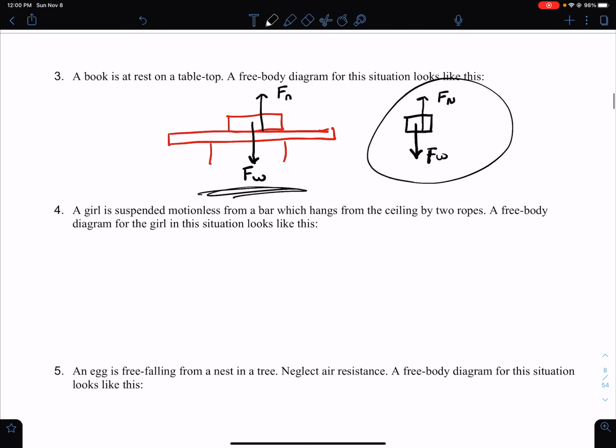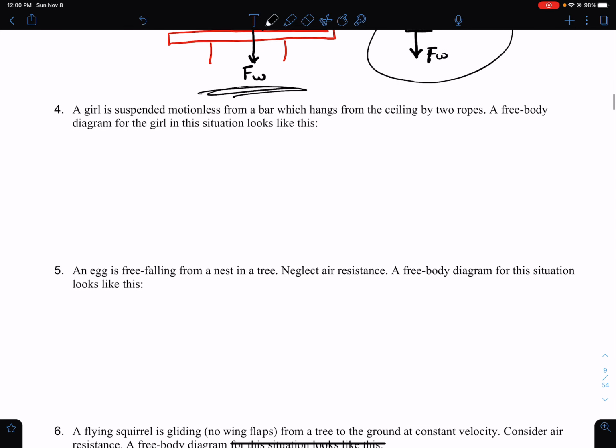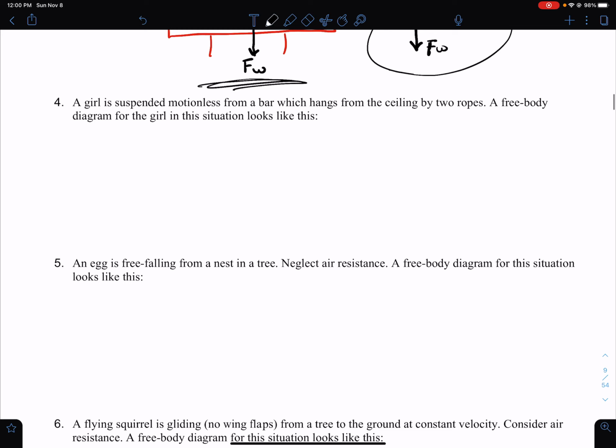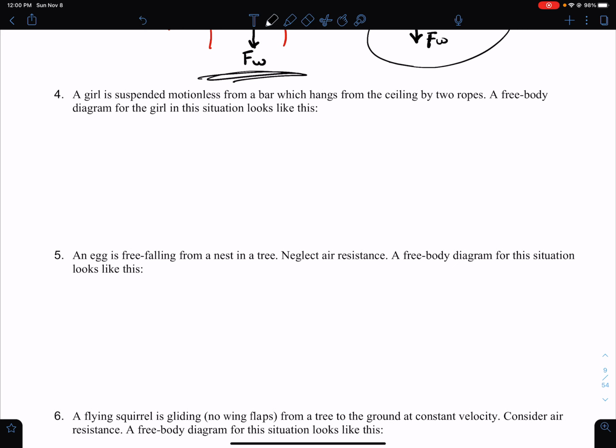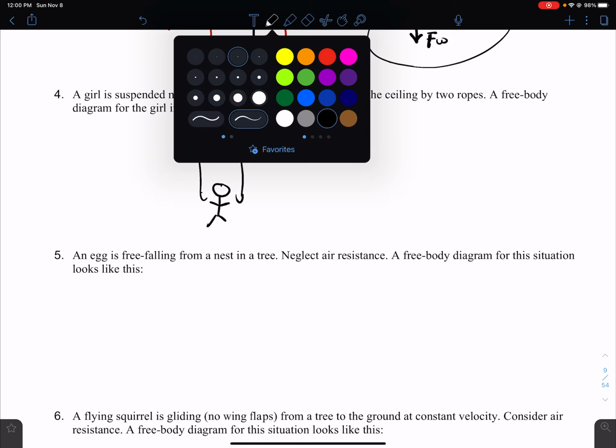All right, let's go to number 4. It says a girl is suspended motionless from a bar and hangs from the ceiling by 2 ropes. So if we look at a picture of something like this, we're describing the girl that's on this bar. Here's the ropes right there that she's holding on to. It says that we need to draw a free body diagram depicting this. Well, first one, that one's going to be easy.